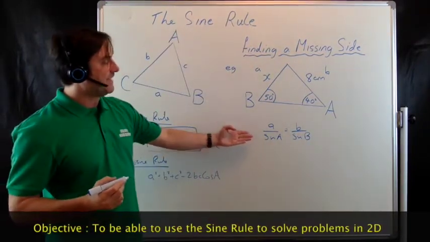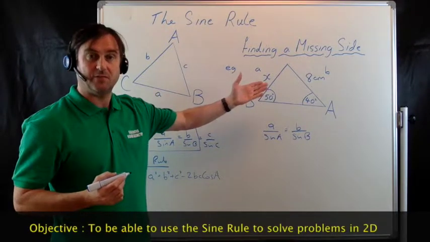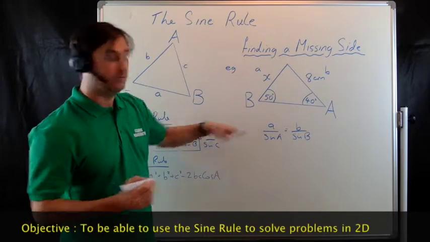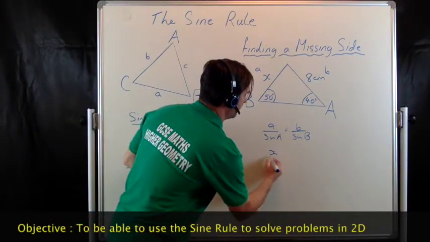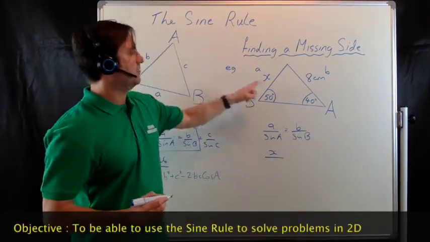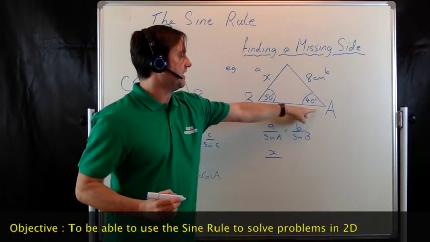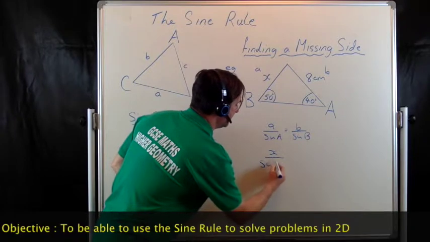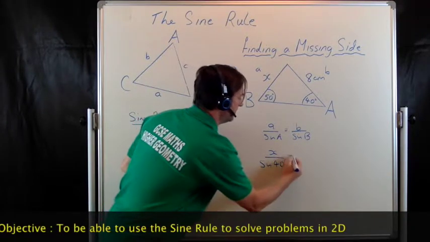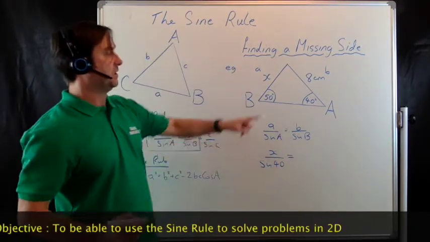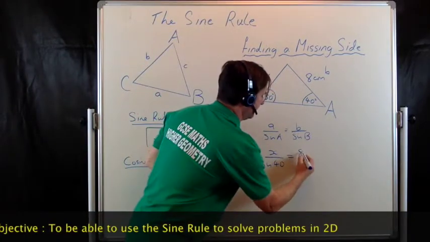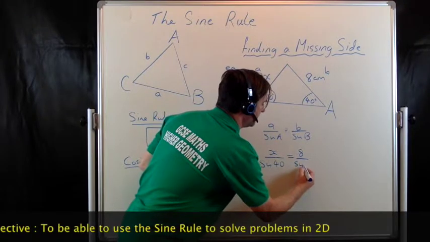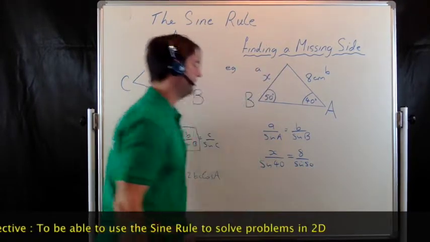Now I'm going to replace the letters with what I know in the question. So little a, I don't know. That's what we're trying to find out, so that's x. But I do know that big A is 40, so I write sin 40. Now that's equal to little b, which I know is 8, over sin B, and B is 50, so it's sin 50.